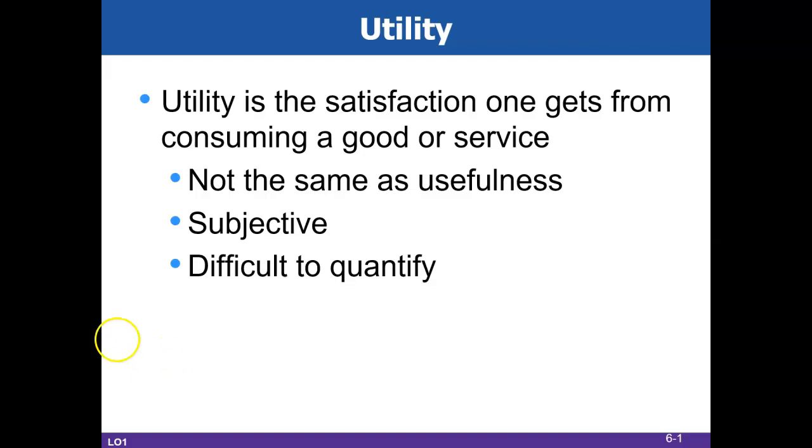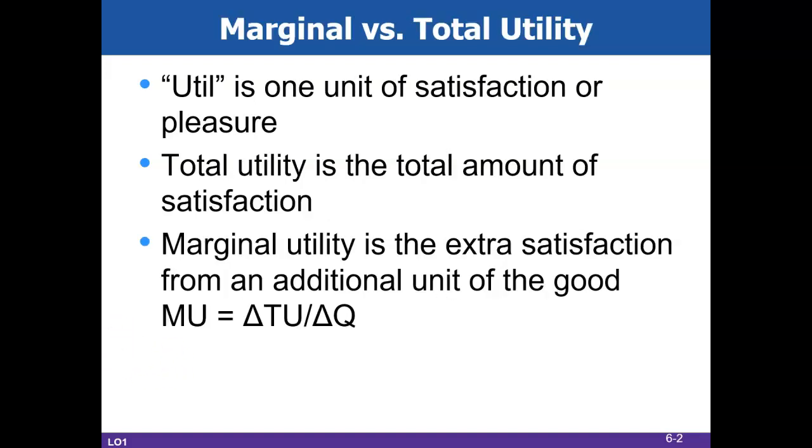A couple of other things about utility. Util is the word we use for 1 unit of satisfaction. So, 60 utils gained from the first bagel. Total utility is the total amount of satisfaction. So if somebody's consumed 5 bagels and maybe each bagel gave that consumer 10 additional utils for every next bagel, if the person consumed 5 of them, they would have 25 total utils. Marginal utility is the extra satisfaction from an additional unit. Always think of marginal as next or additional.